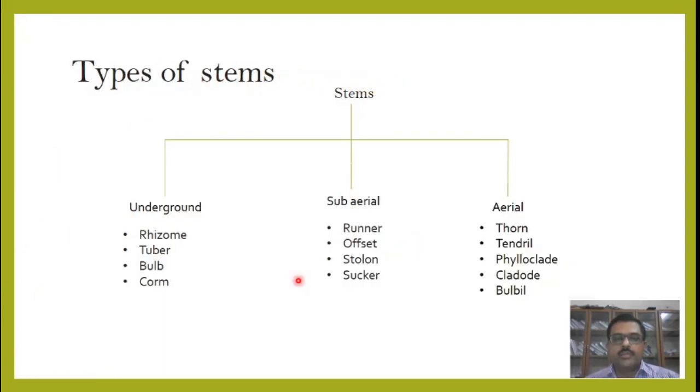Then stems are again divided based on the portion or part where they appear. There are underground stems. So we call these stems underground stems and not roots, because these underground structures show the presence of nodes and buds. So they are actually stems which have been modified to be underground. There are subaerial stems which are attached to the soil but grow above the soil. And there are aerial stems which are found above the soil, modified for various purposes.